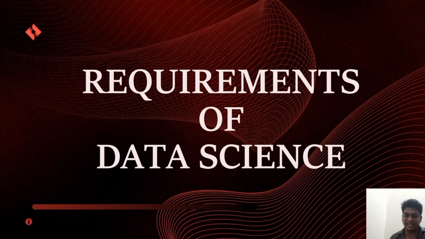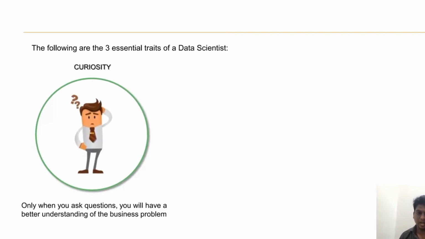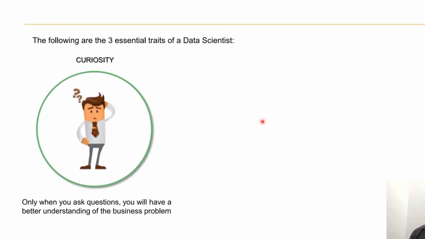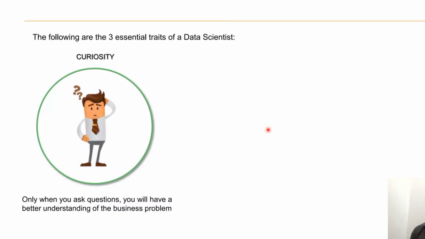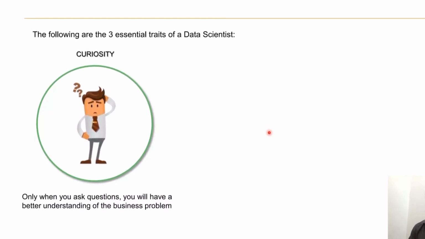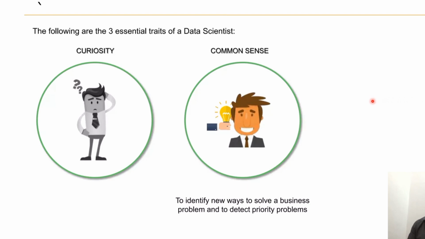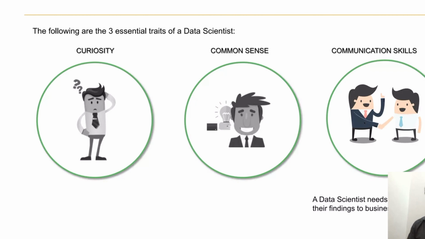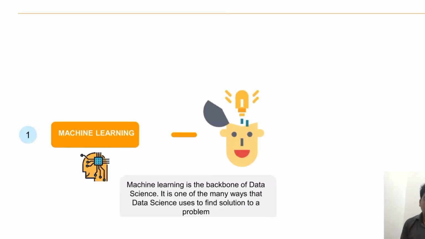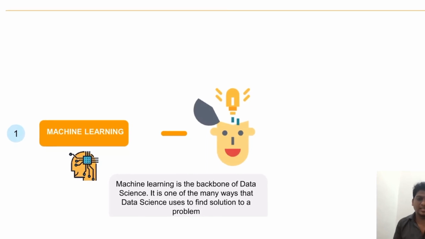Requirements of a data scientist. Number one is curiosity. Only when you ask questions will you have a better understanding of a problem. The second thing is common sense to identify new ways to solve a business problem. Common sense is needed the most. The third one is better communication skills.